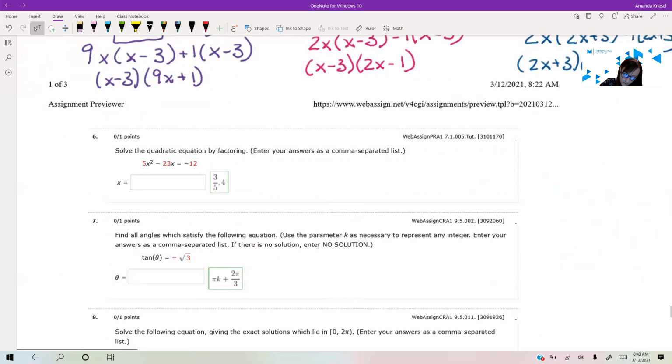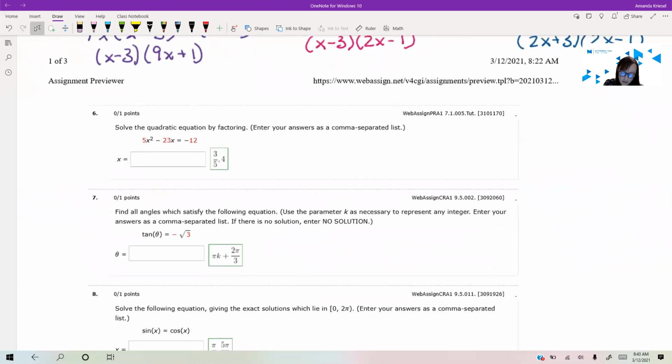Okay, let's see. So we've got one more algebra one, and then it gets into the trig. So I'm just going to stop the video after this algebra one, and then I'll move to the trig. Will be the second video.